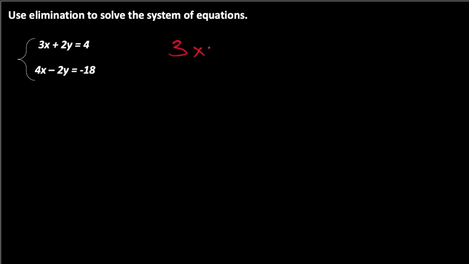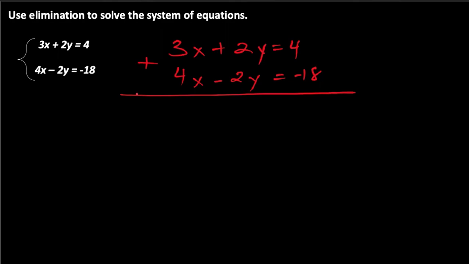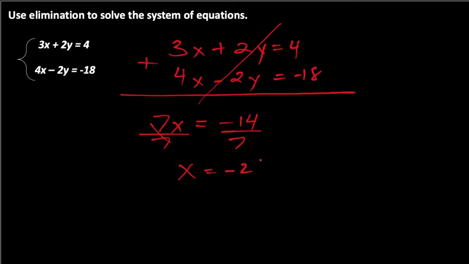So we have 3x plus 2y is equal to 4, and 4x minus 2y is equal to negative 18. If we set this up like an addition problem, we can see that we have a positive 2y and a negative 2y. So we can team up and we can eliminate this variable. So we're left with 4x plus 3x, which is 7x, and 4 minus 18, which is negative 14. Dividing both sides by 7 leaves us with x is equal to negative 2.